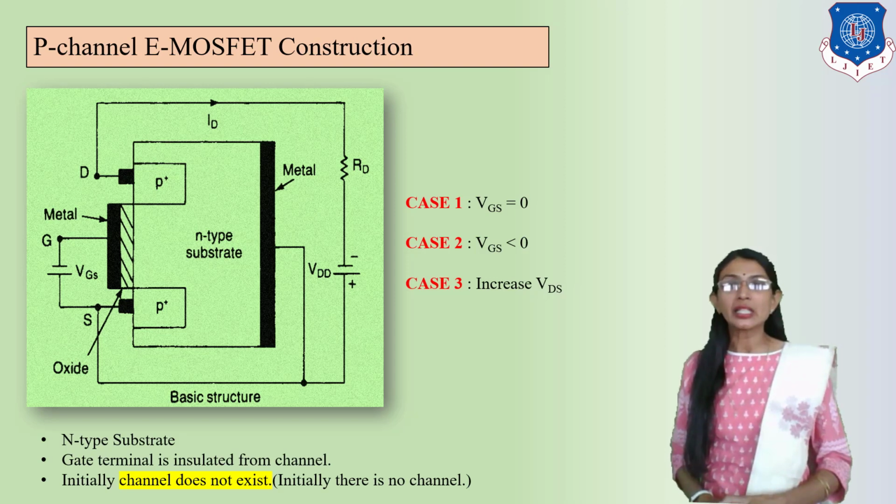So let me discuss the three cases. Case 1, VGS equal to 0. Case 2, VGS is less than 0. That means in case 2 I will connect the battery which will be negative. The negative battery will be connected with the gate terminal.